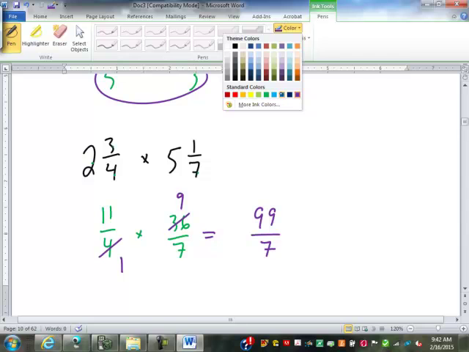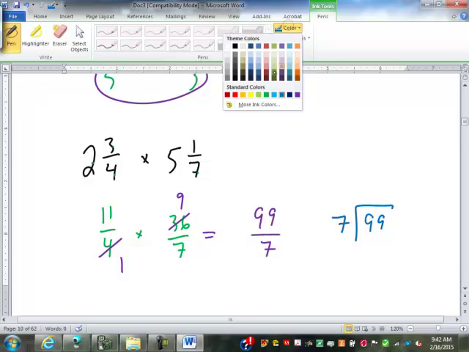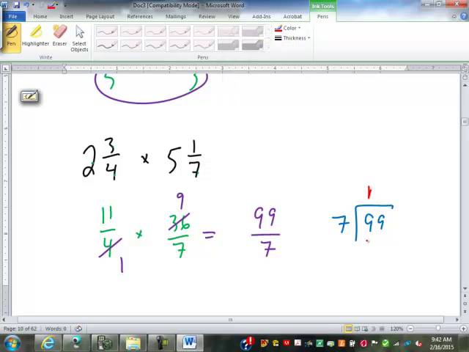And now we can reduce. 99 divided by 7. 7 goes into 9 once. There's 2 left over. Bring down the 9. 7 goes into 29 4 times. That's 28 with 1 left over. So 14 and 1/7.